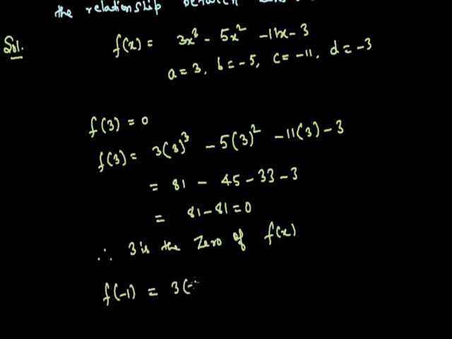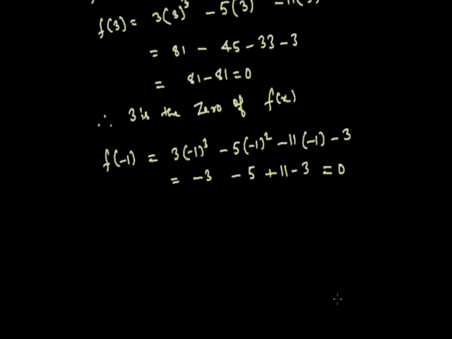So 3 multiplied by (-1)^3 minus 5 multiplied by (-1)^2 minus 11 multiplied by (-1) minus 3. So this will be equal to -3 - 5 + 11 - 3. So this is equal to 0. So -1 is a zero of f.